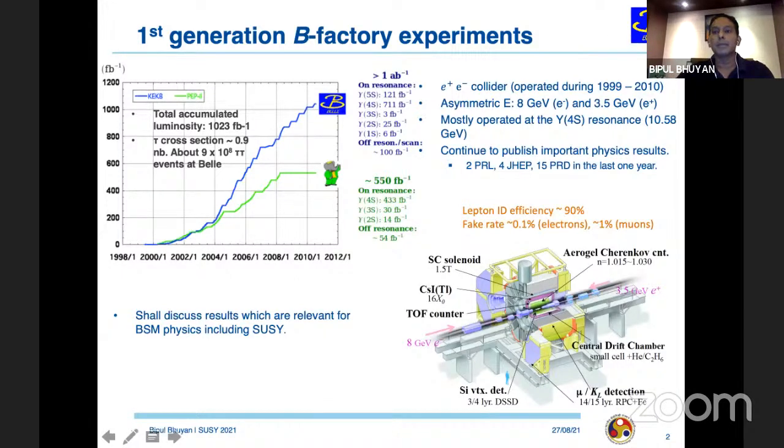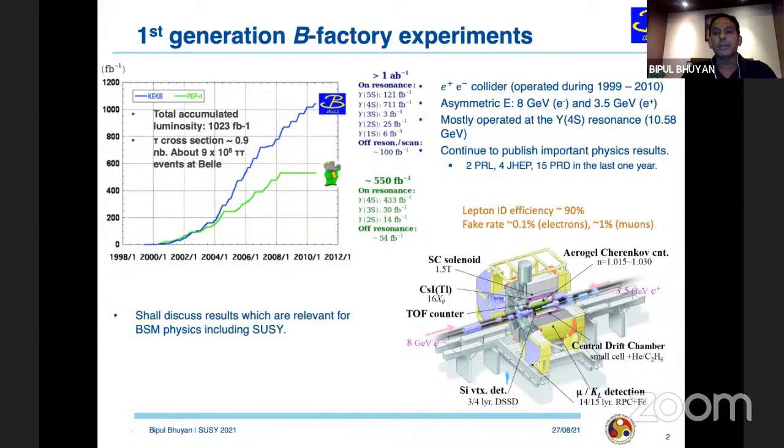Just to give you some brief idea about the Belle experiment, because I'll be speaking about some results from Belle. Belle is the first generation of B-factory experiment along with BaBar, and we operated this machine during 1999 to 2010. Both experiments used an asymmetric e+ e- beam for colliding the electron and positron. For example, in case of Belle, we collided the electron at 8 GeV and the positron at 3.5 GeV, and we mostly operated at the Upsilon(4S) resonance that corresponds to 10.58 GeV for the production of the B meson pairs.